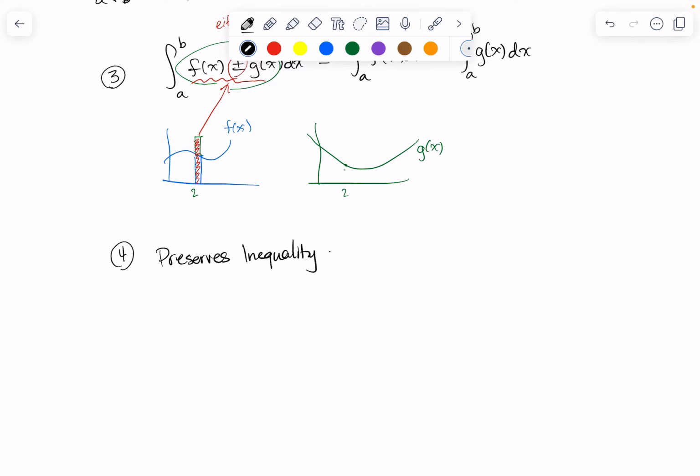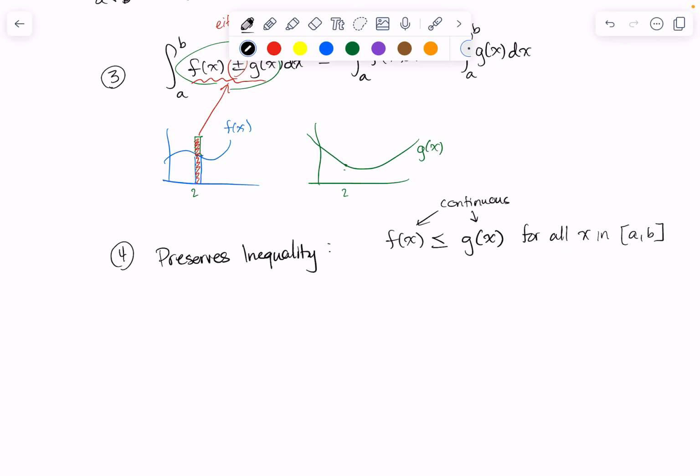Right? So what does that mean? So let's say f of x is less than or equal to g of x for all x's in the closed interval a to b, right? And they're continuous. We have to say that they're continuous, otherwise it may not hold.